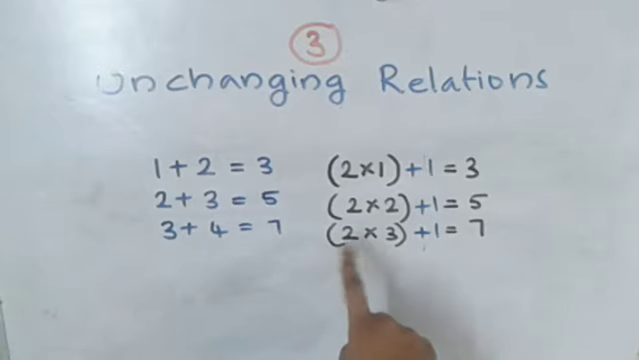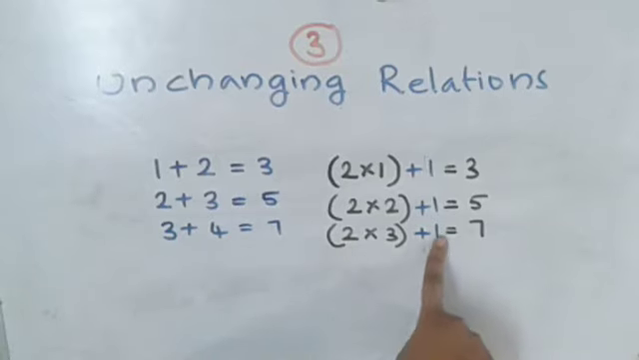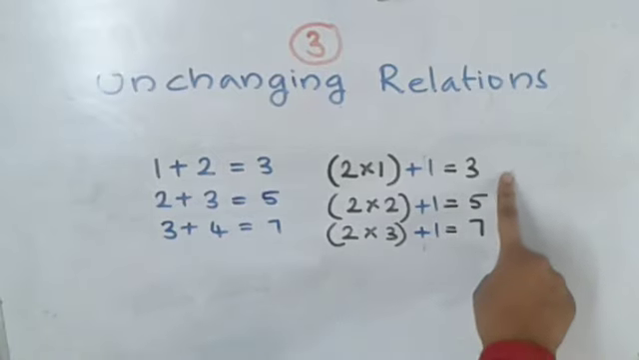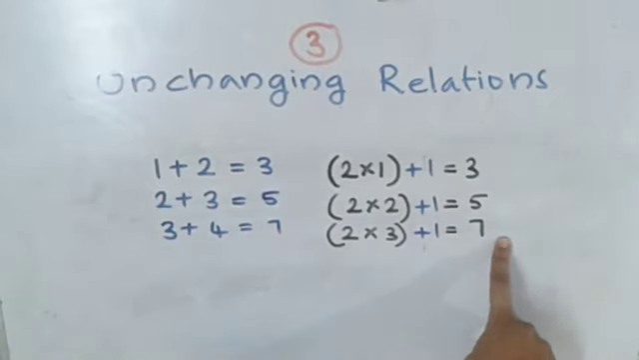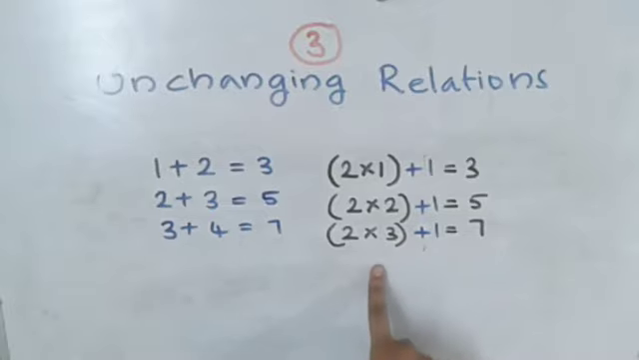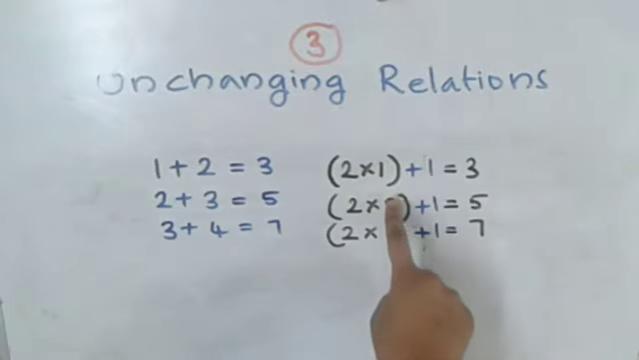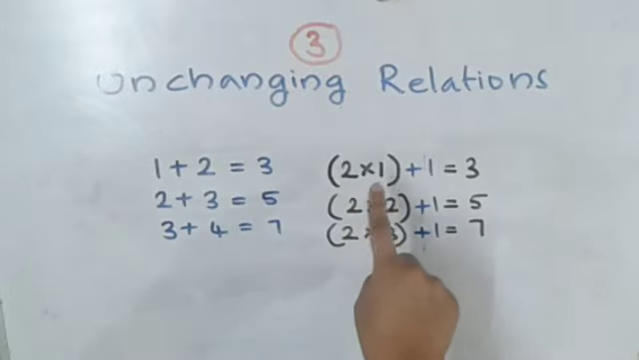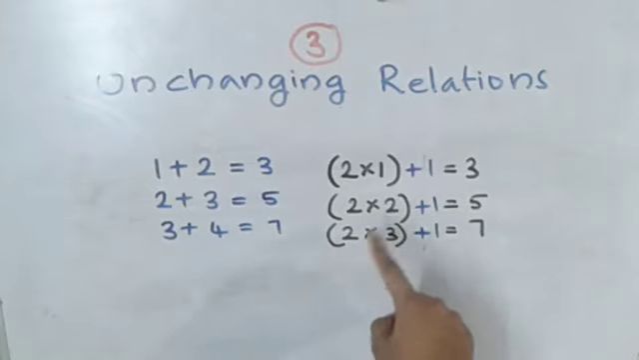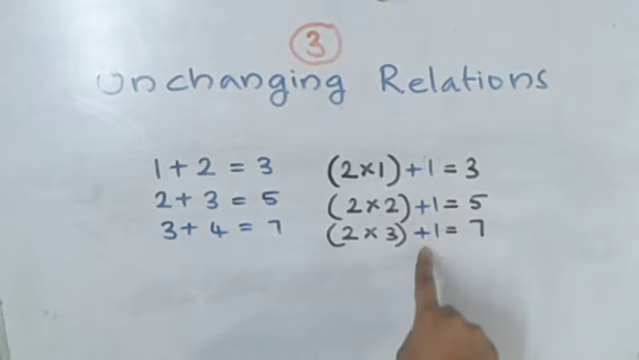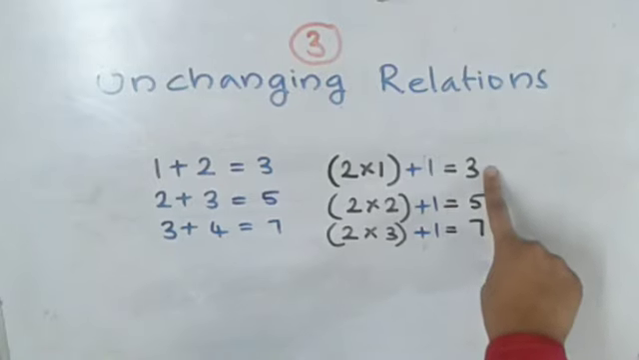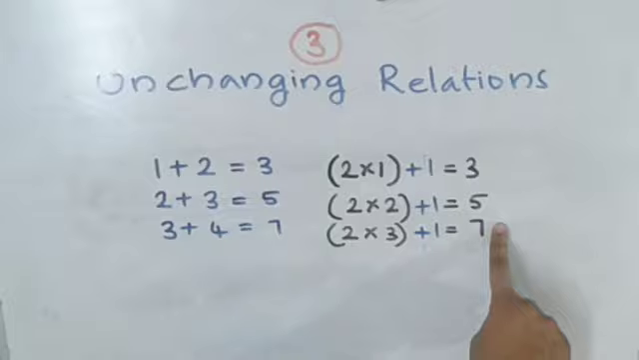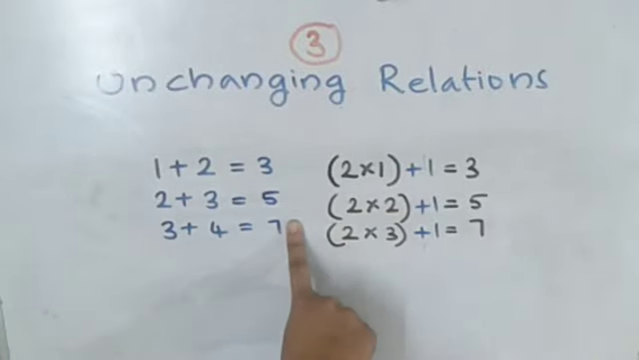When we double a natural number and add 1, we get the same answer. These are natural numbers 1, 2, 3. When we double, that means 2 into 1, 2 into 2, 2 into 3. When we double these natural numbers and add 1, you can see we get the same answer that we got here. Okay.